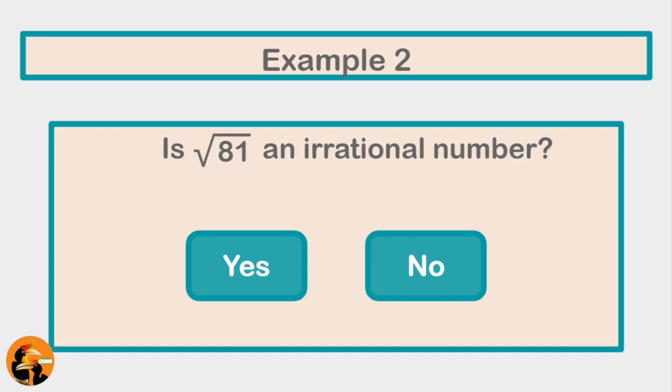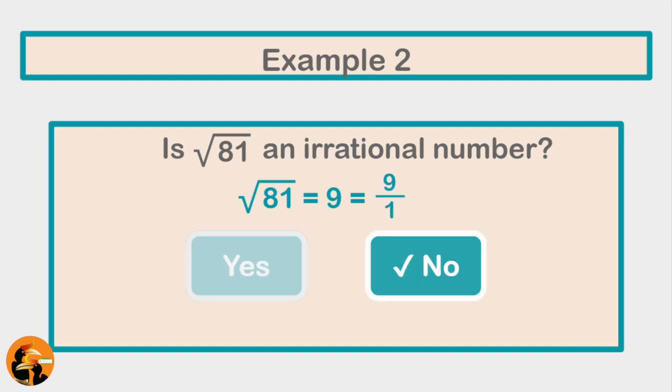Example 2. Is the square root of 81 an irrational number? Well, 81 is a perfect square number because 9 times 9 equals 81. So the square root of 81 is 9, which is not an irrational number because it can be written as a fraction, 9 over 1. So no, the square root of 81 is not irrational.